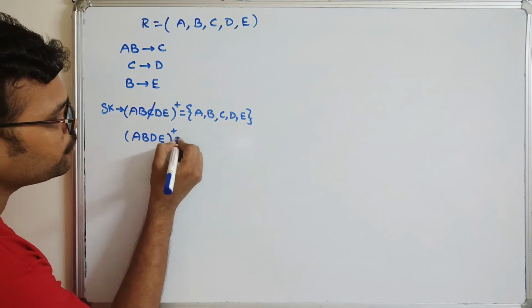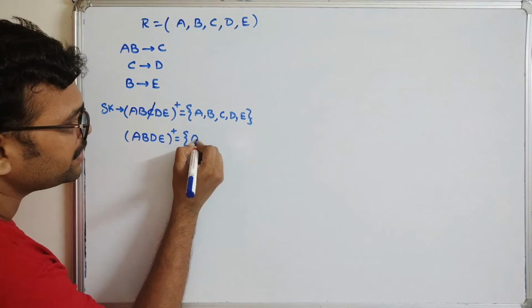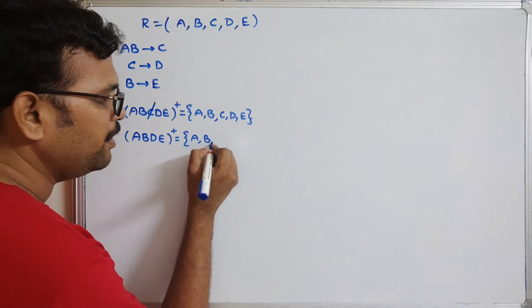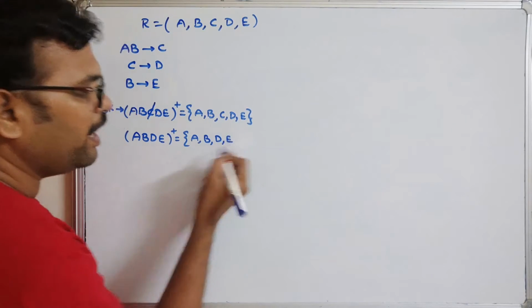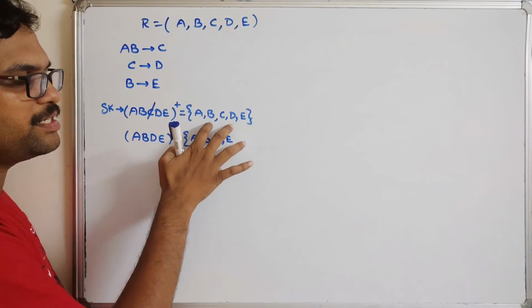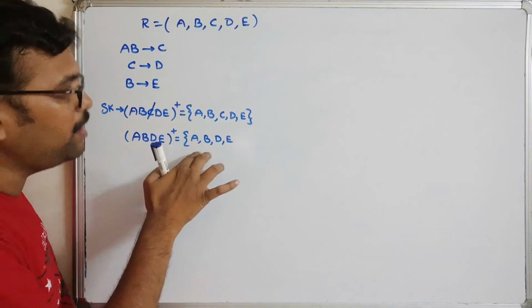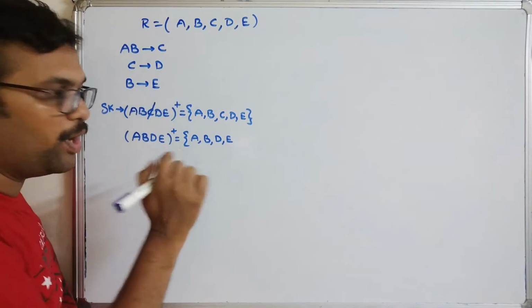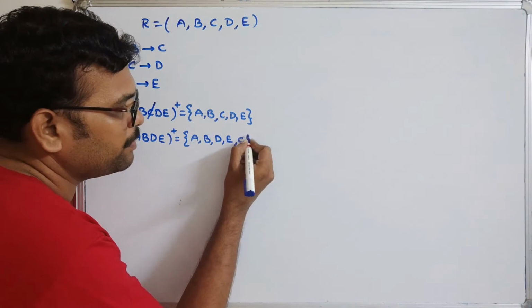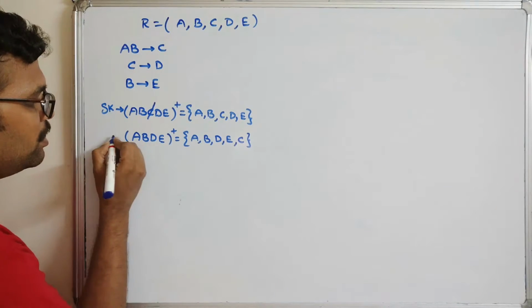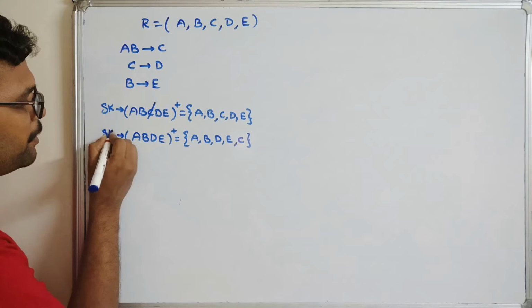Write down the closure for this one. So first the self attributes can be stored in the resultant set: A, B, D and E. And in this resultant set we are having A and B. So if you know A and B, we can get C from the functional dependency 1. So we can also determine the C, which is also all the five attributes, right? So this will also be the super key.